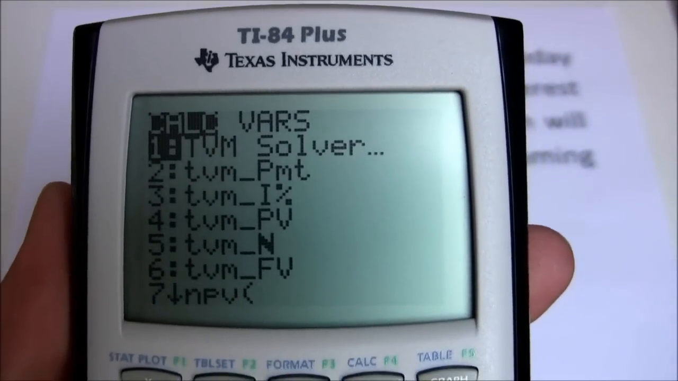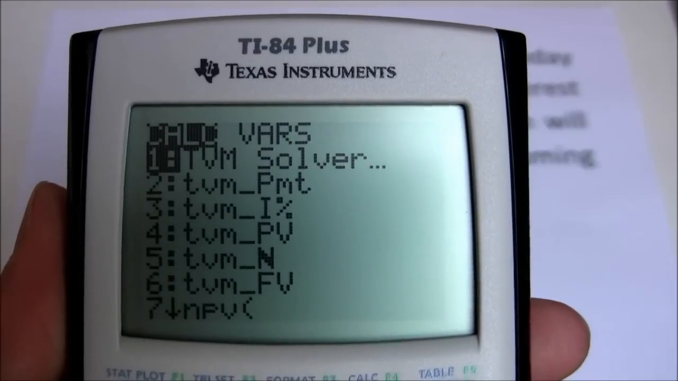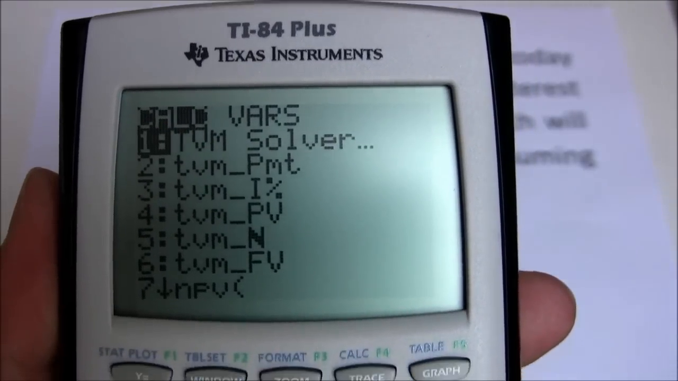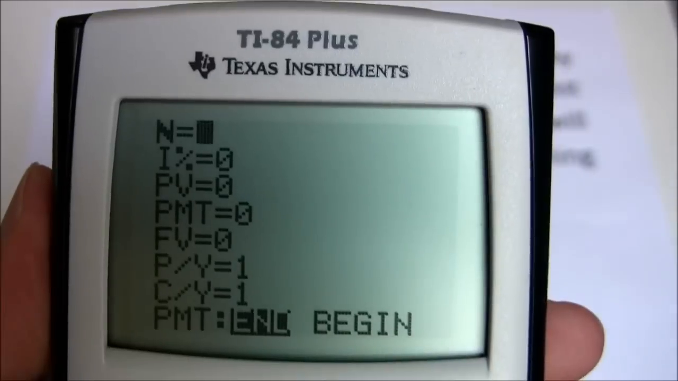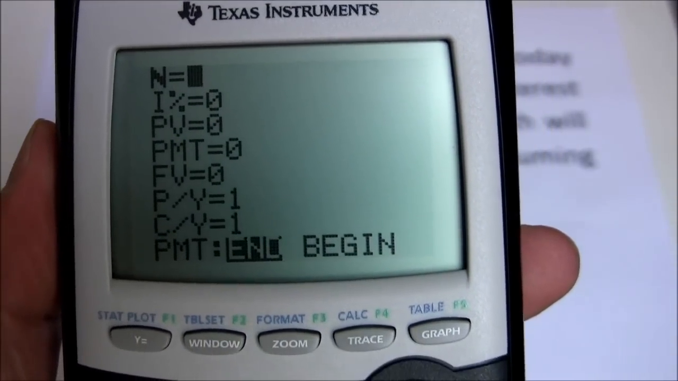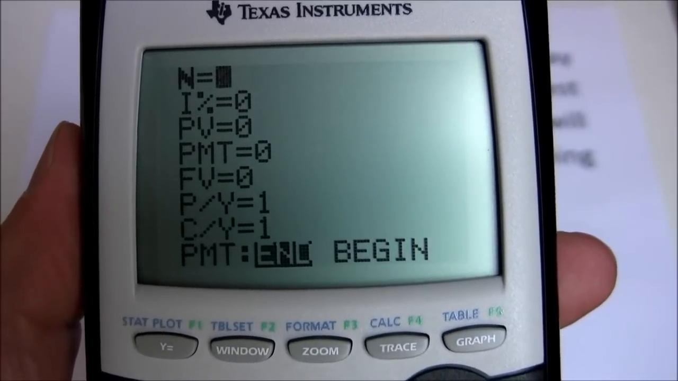But right now we're going to start with the time value of money solver. That essentially activates our 5-key approach. So let's go ahead and highlight solver, press enter, and now you can see it's bringing up a little on-screen display with the 5-key approach as well as a few extra items.